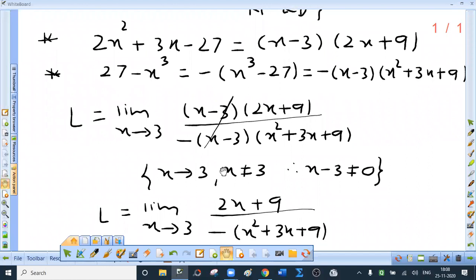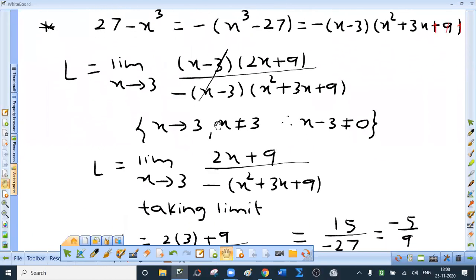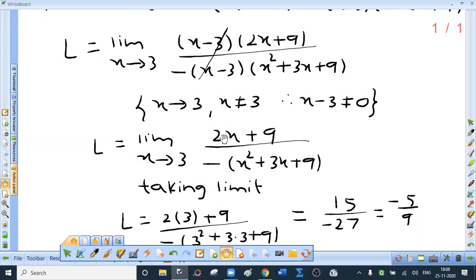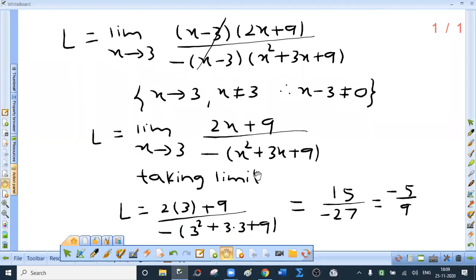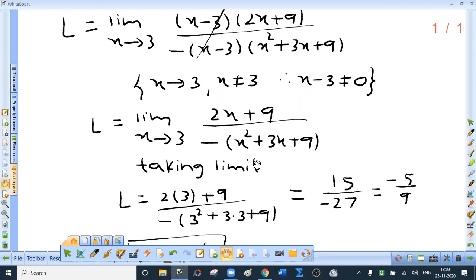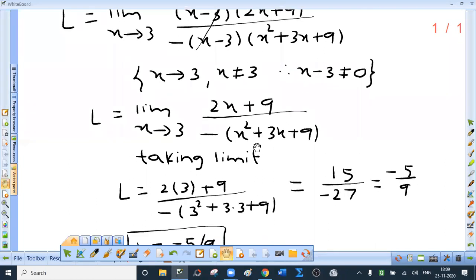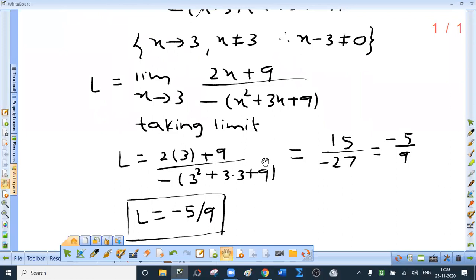Why can we cancel that? Because x only tends to 3, x is not equal to 3. Please write limit every time. After cancelling this, do not take limit directly. Mention the remaining factors. Then see the denominator. Is it 0 on putting x equal to 3? No. So we can evaluate the limit. To take the limit means to replace every x by its limiting value, which is 3. So 6 plus 9, that is 15 upon minus 27. That is minus 5 by 9, the answer.